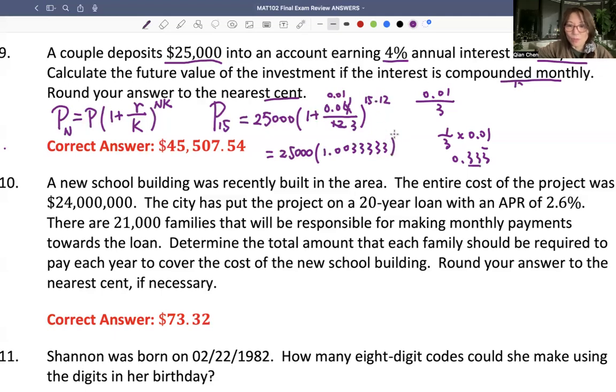Then 15 times 12 is 180, because 15 is 10 plus 5; 10 times 12 is 120, 5 times 12 is 60, and 120 plus 60 is 180. Then just plug into the calculator: 1.00333 raised to 180 first, then multiply by 25,000. Otherwise, if you put it in the calculator in order, you need parentheses to tell the calculator to calculate the exponent part first.